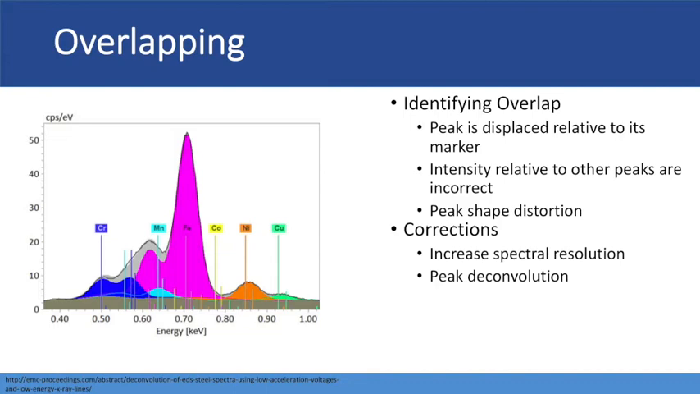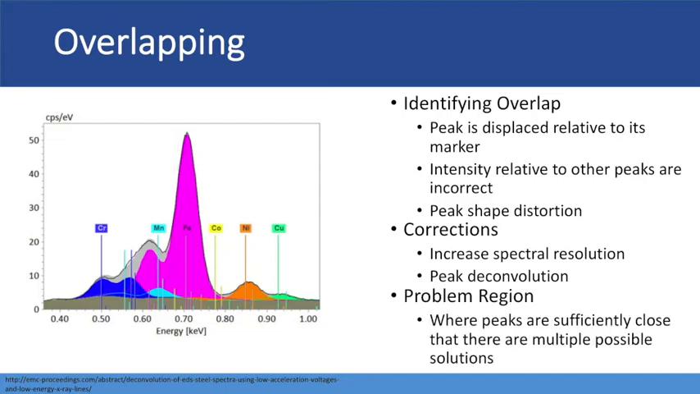Neither of these corrections are perfect though, and you should know that some lines and wavelengths are so close together that it could be impossible to make the two separate intensity measurements. This would be known as a problem region. This is a spectral region where two or more elements produce primary characteristic peaks that are so close in energy that they might both be possible solutions.